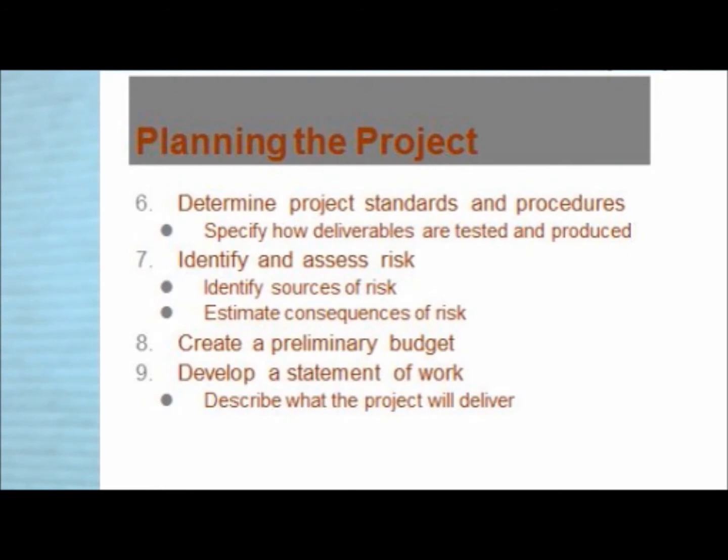Okay, so moving on, we're still planning the project. We're in 6, 7, 8, and 9. There are 10 things total. So 6, determine the project standards and procedures. Basically, some of our project standards are going to be that we're going to use App Inventor. I'm going to test things and we're going to make sure they work. There's going to be some procedures around that.